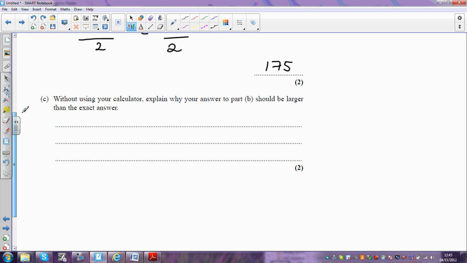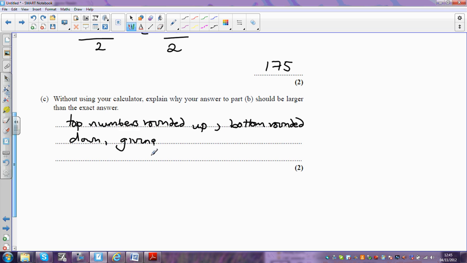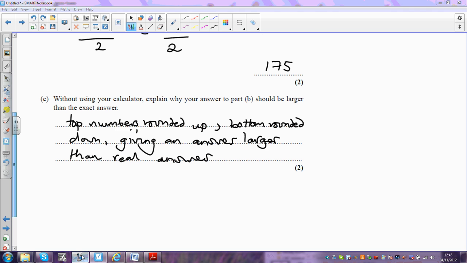So my explanation would go something like this. The top numbers are rounded up and the bottom numbers are rounded down. Okay, and that gives us, so giving an answer larger than the real answer. Sorry about my writing.